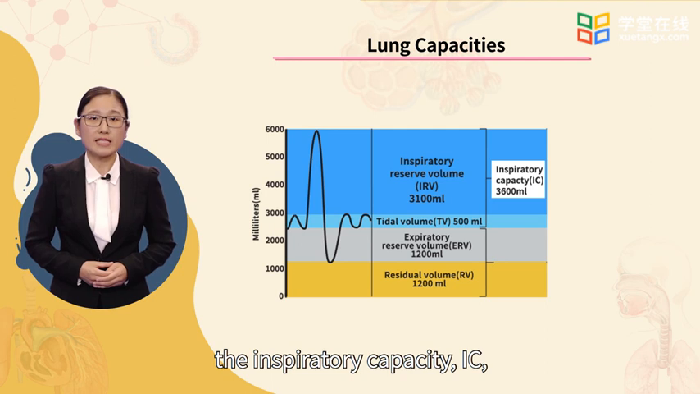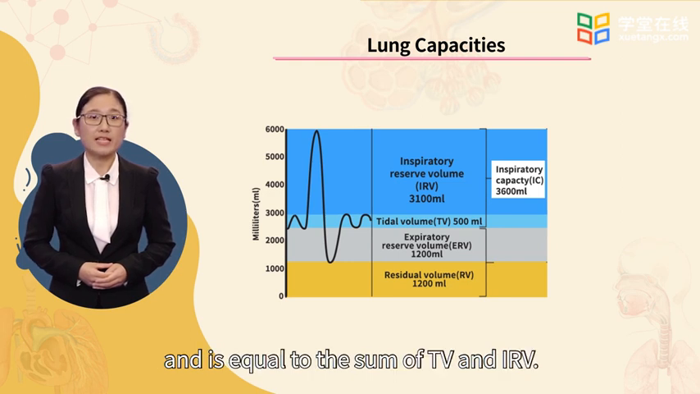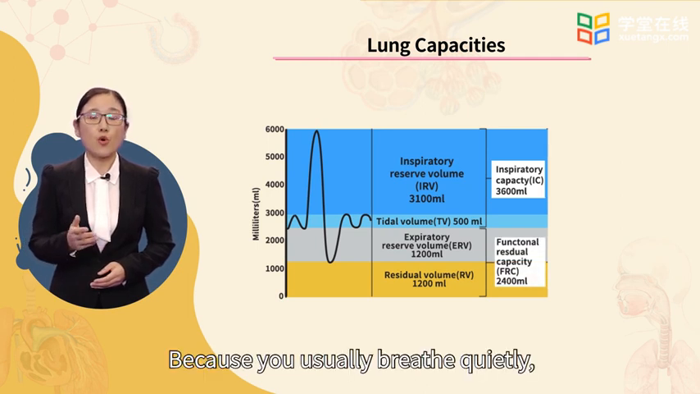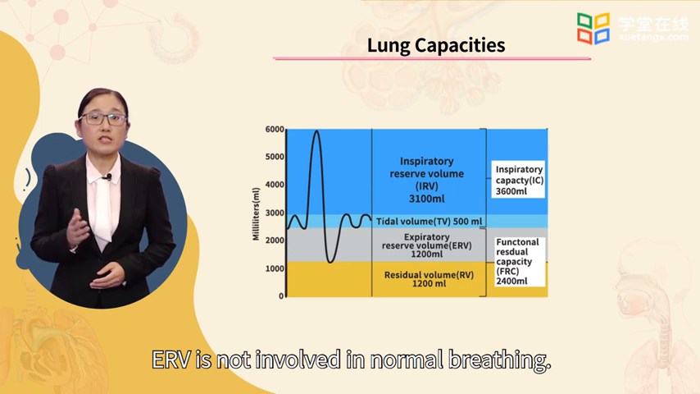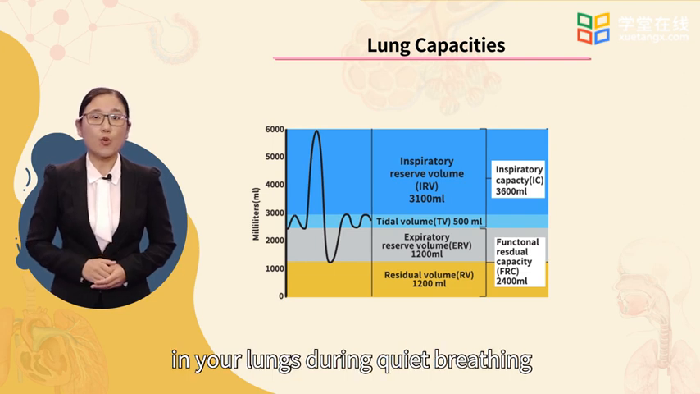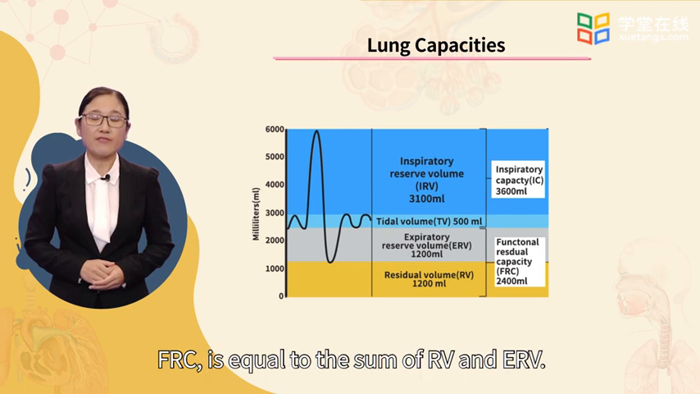The inspiratory capacity, IC, is the total amount of air you can breathe in, and is equal to the sum of TV and IRV. Because you usually breathe quietly, ERV is not involved in normal breathing. So the total amount of air remaining in your lungs during quiet breathing is called functional residual capacity, FRC. It's equal to the sum of RV and ERV.